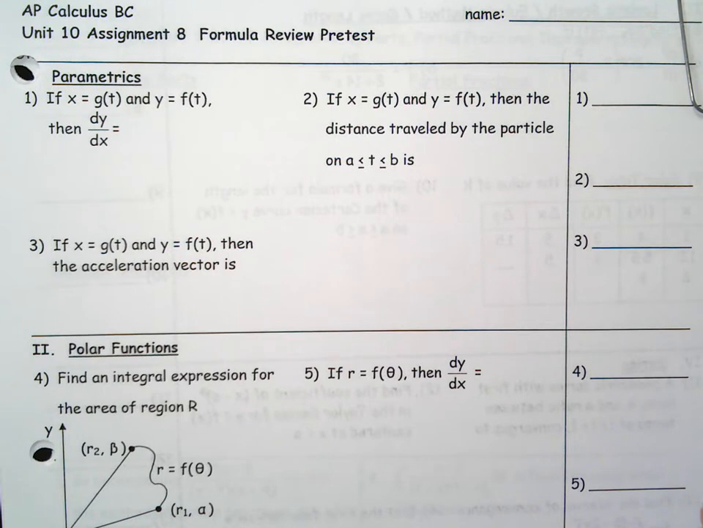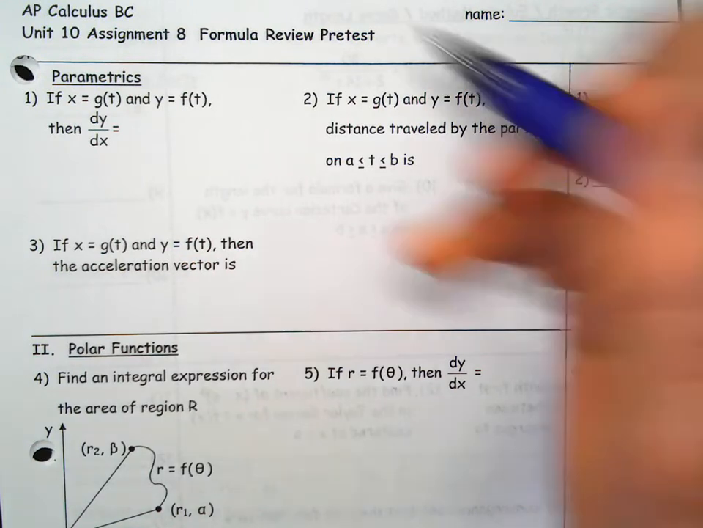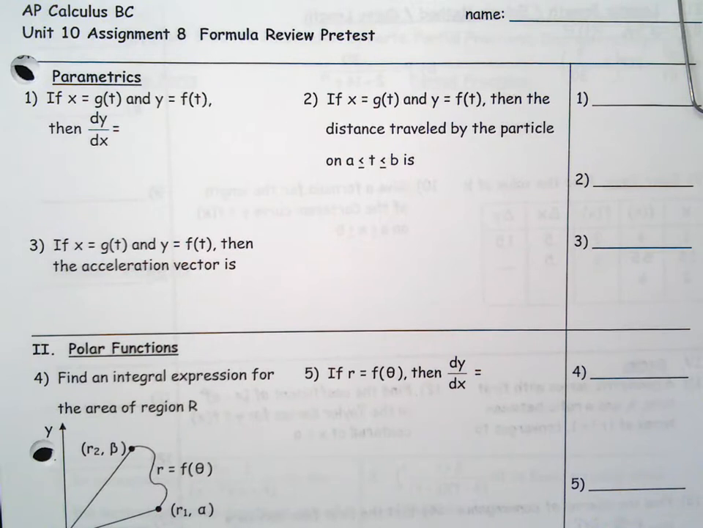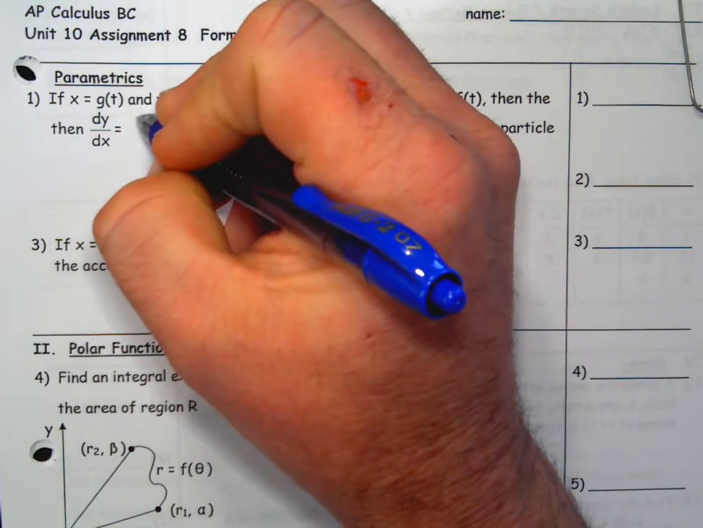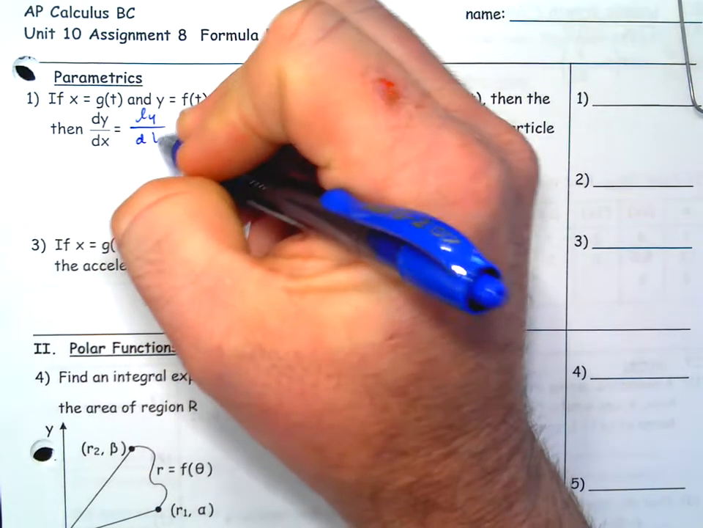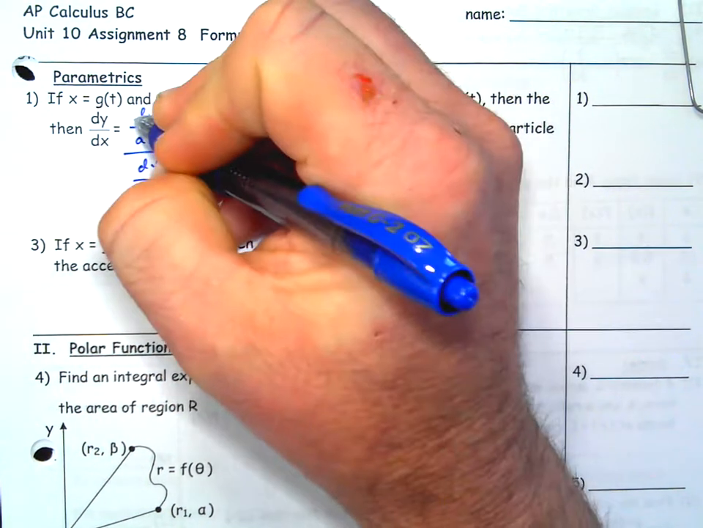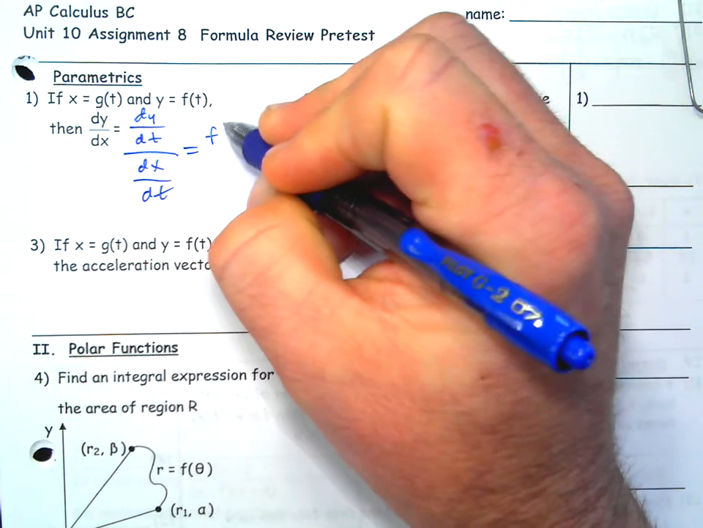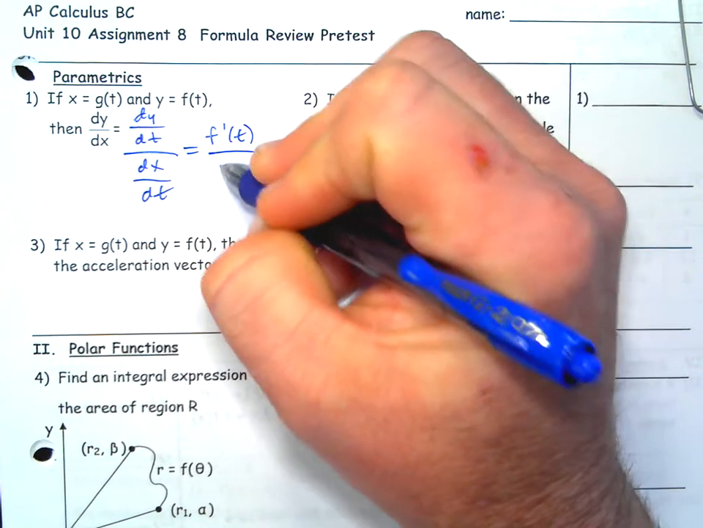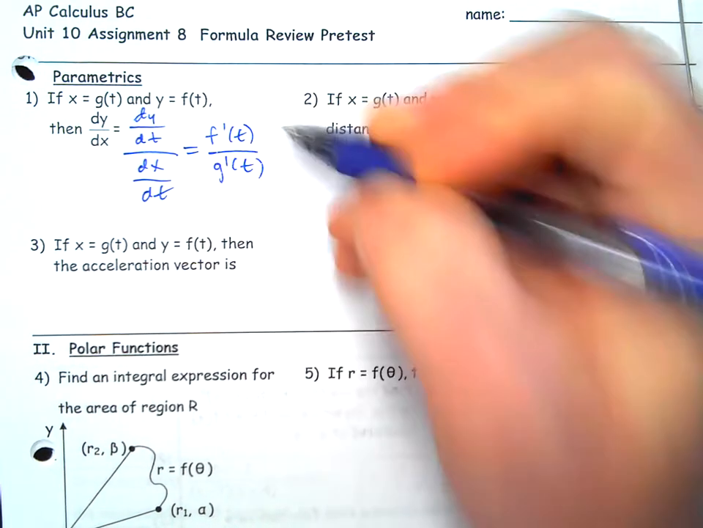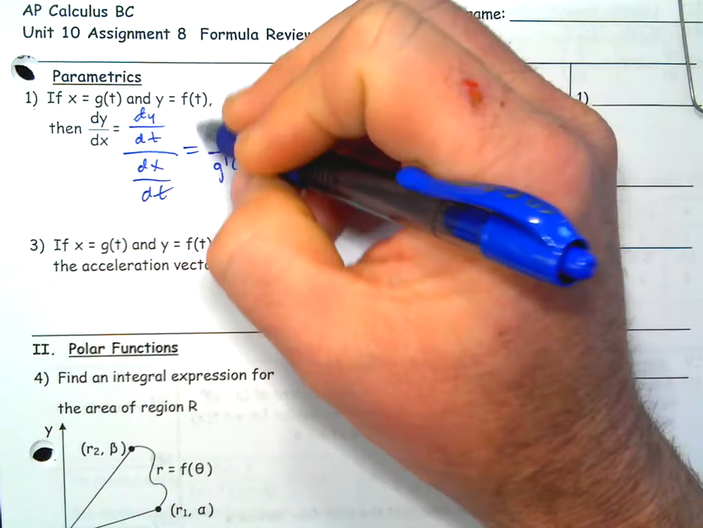So parametrics. If x equals g(t) and y equals f(t), then dy/dx equals dy/dt over dx/dt, which is going to be f prime of t over g prime of t. So that's what we're going for there.